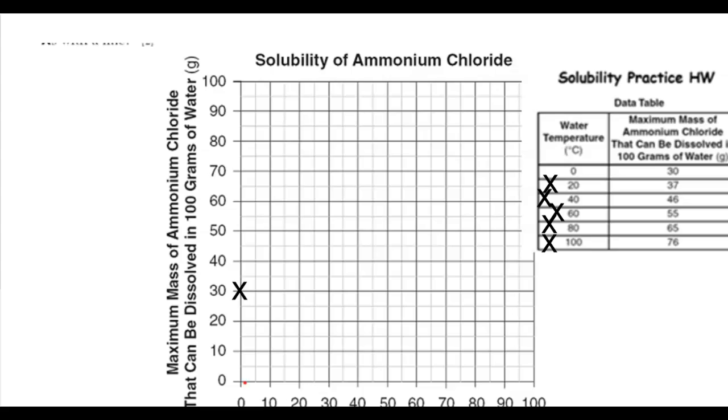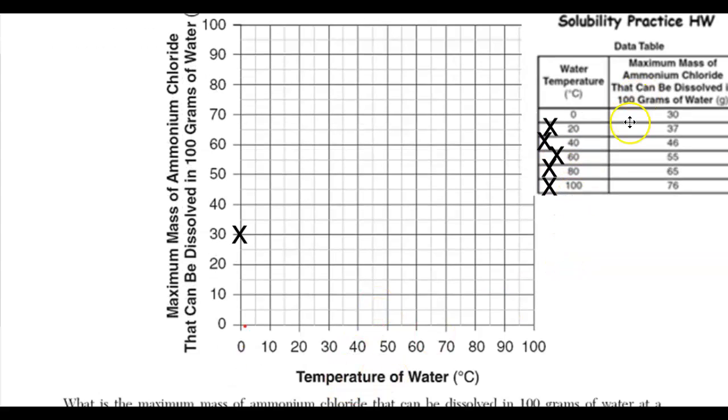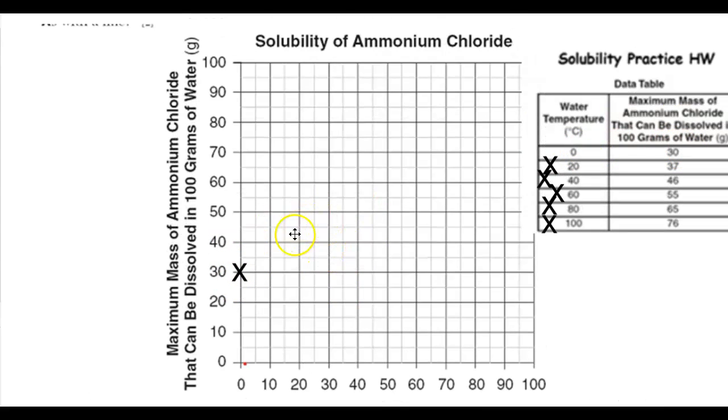In your packet, you'll notice that you'll have this page. I think it was labeled homework, but of course we're going to do it now together. So I'm going to look at my column on the left. That's my x-axis, that's temperature, compared to my y-axis, which is the amount or grams. Okay, so I've done the first one because at 0 degrees Celsius, 30 grams of material can dissolve. This is ammonium chloride.